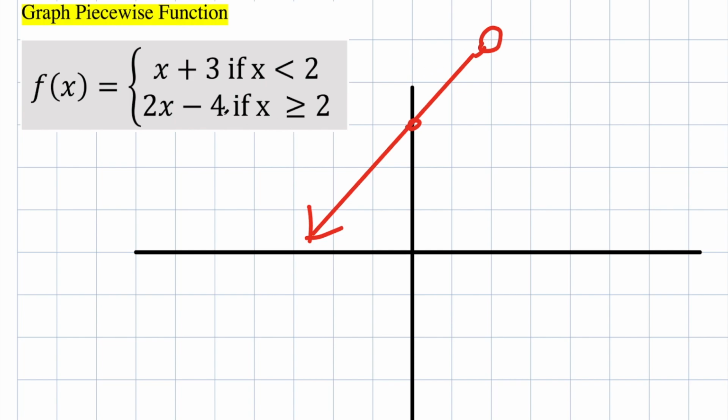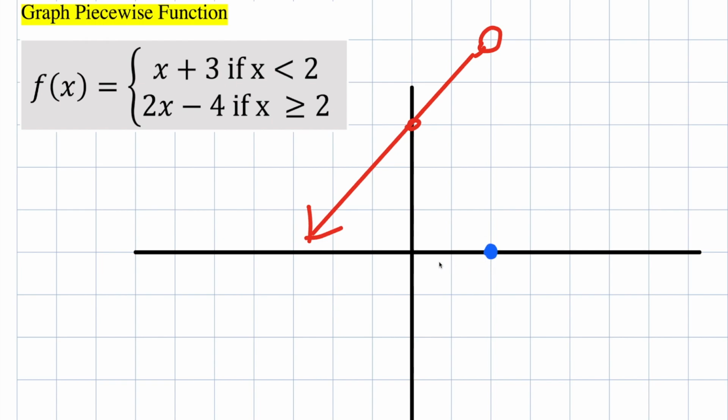Now we're going to do the exact same thing for this equation. So if x is greater than or equal to, that means a solid circle or a shaded circle. So let's try 2. If x is 2, 2 times 2 is 4. 4 minus 4 is 0. So when the x value is 2, the y value is 0. And we're going to do a solid circle or shaded circle.